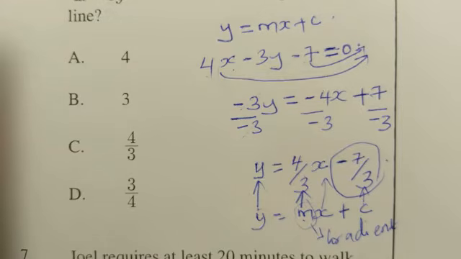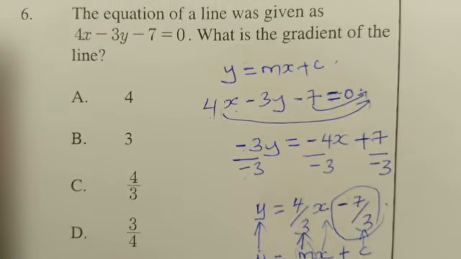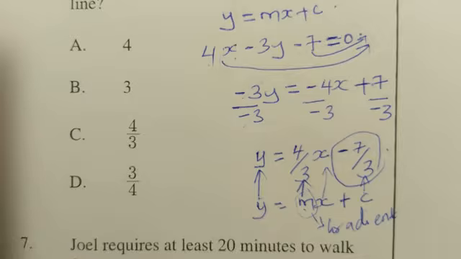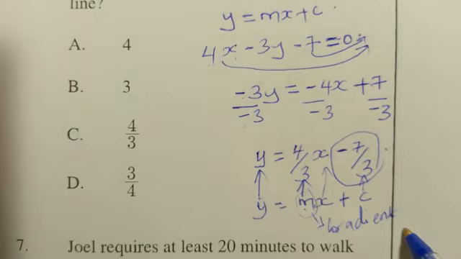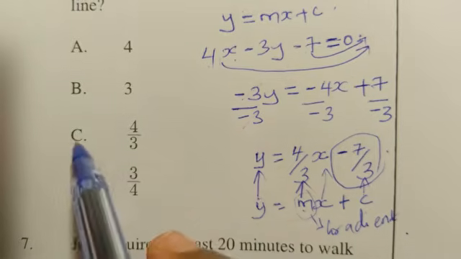So our question was on gradient. What is the gradient of the line? So as I have said, m is the gradient, and m coincides with 4 over 3. So what's the answer? Yes, you are correct. C. The answer is C.